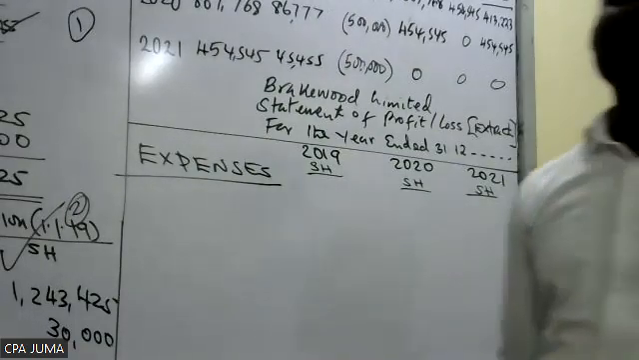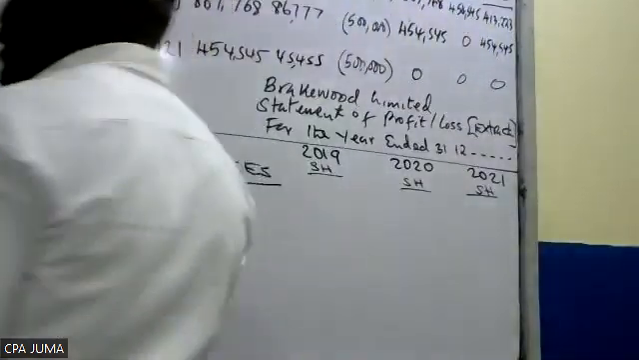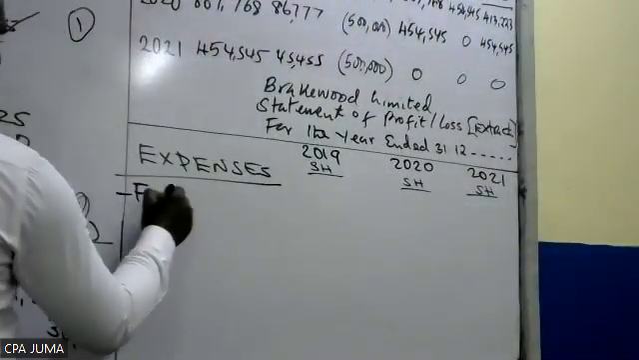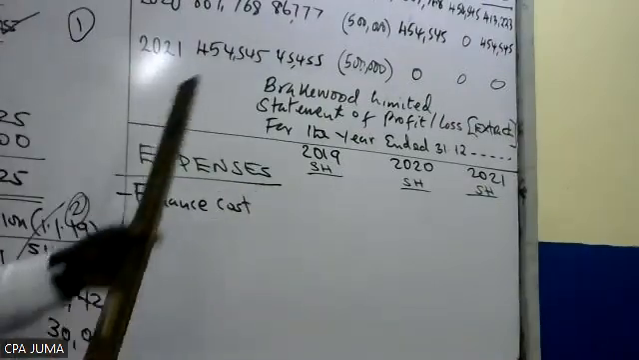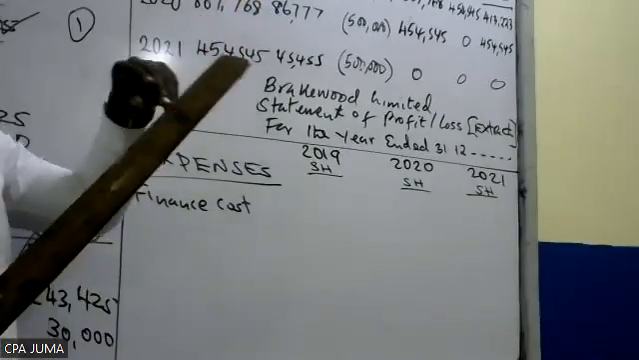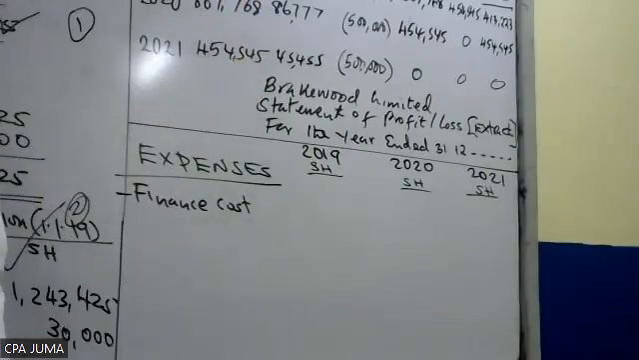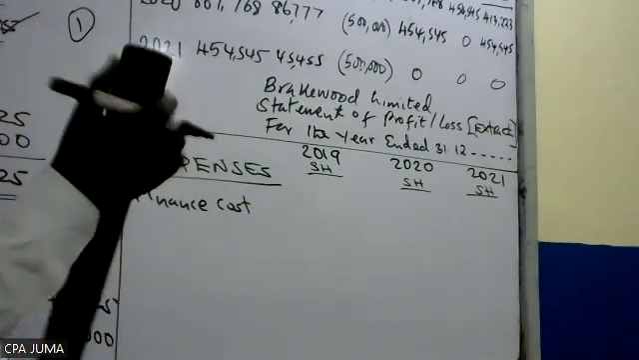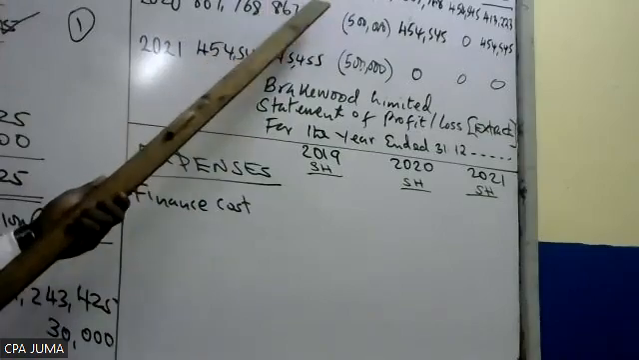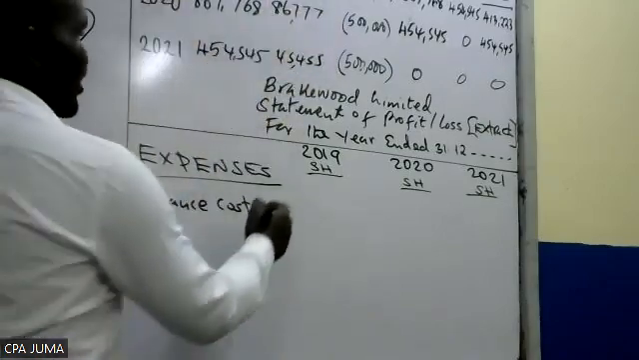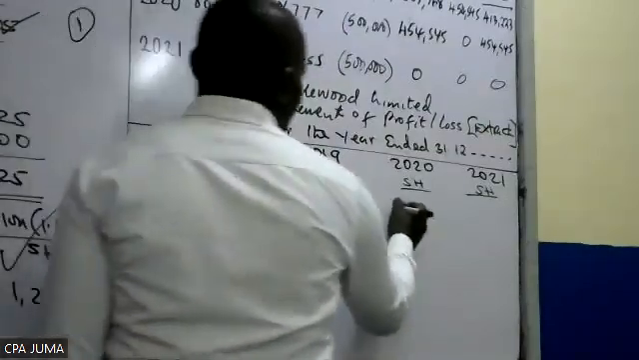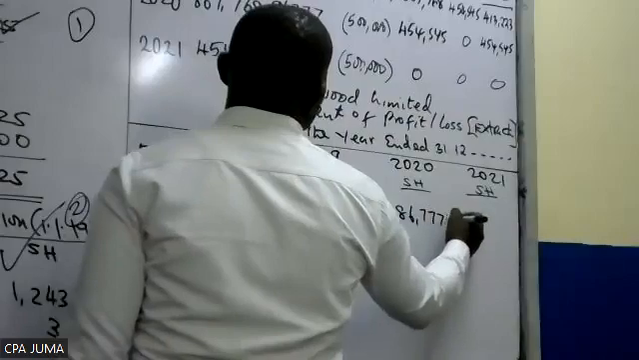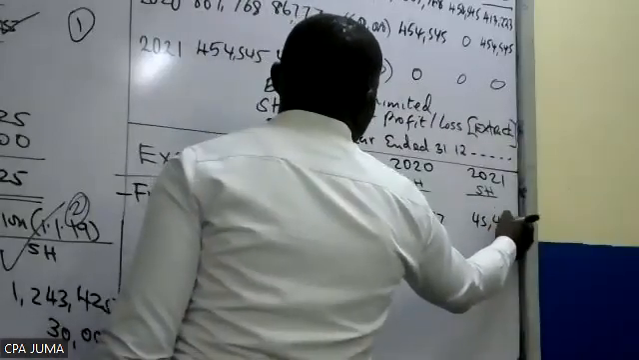One of the expenses in a lease is the finance charge. So finance cost. Finance cost is the sweet name for interest. Instead of saying interest, you tell people finance cost. So just pick the interest you computed for each year. Here I will capture 124,343, 86,777, 45,455.